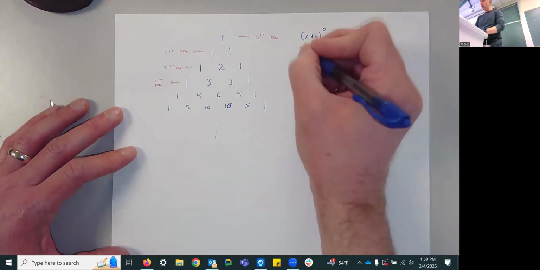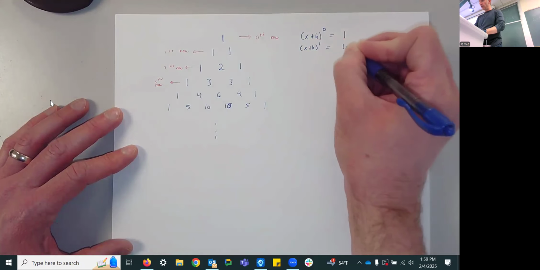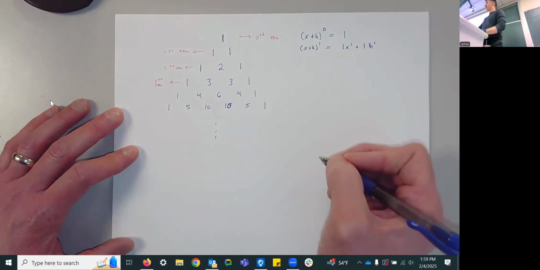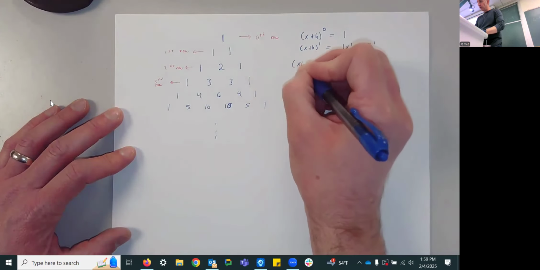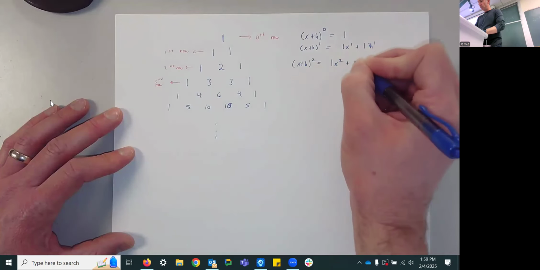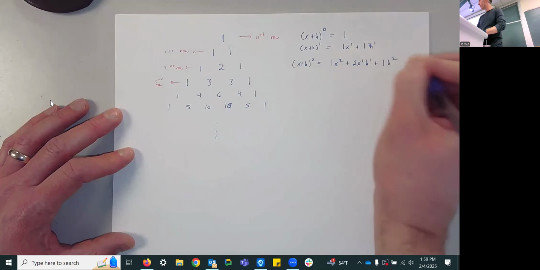If I were to multiply out x plus h to the first power, I would get 1x to the first plus 1h to the first, which I know is kind of silly to write all that, but to make a point. And then we just saw that for x plus h squared, it was 1 times x squared plus 2 times x to the first times h to the first plus 1 times h squared.